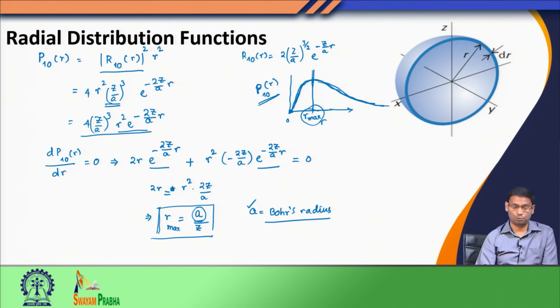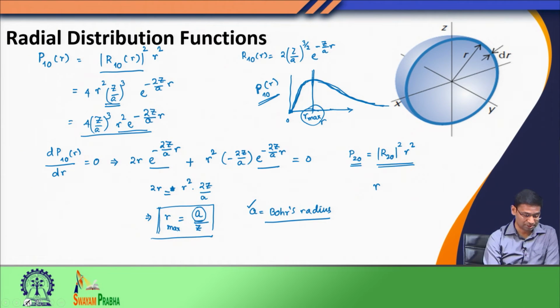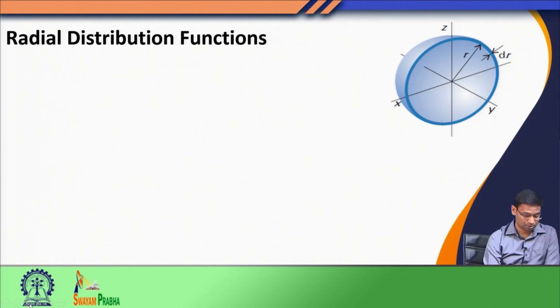So, we looked at what this r max is, and similarly I would suggest that you try to do this for, let us say, the 2s orbital, which would be simply R_20 squared times r squared, and then find out the values of r where this function will become maximum or minimum, that is, the critical points of this radial distribution function for the 2s orbital. You can do that mathematically, but what we will do now instead is continue this discussion.